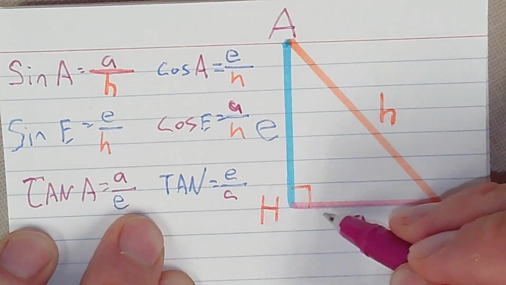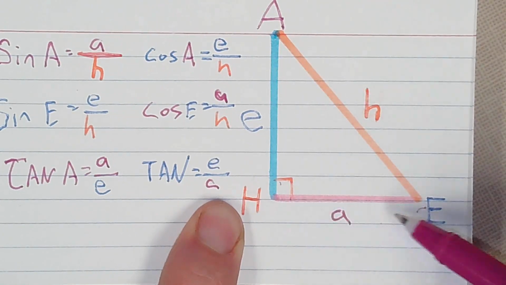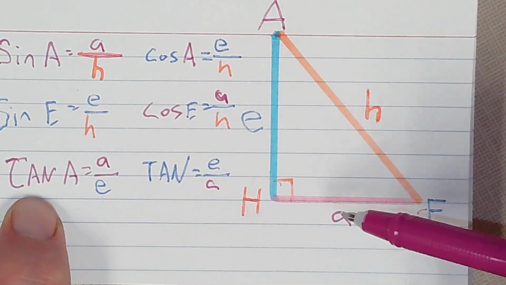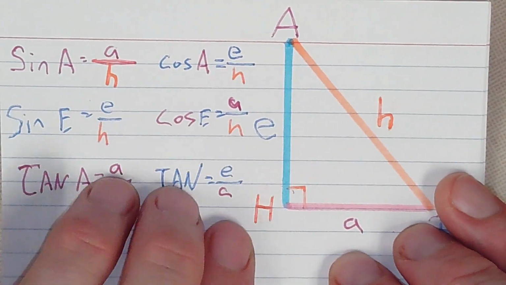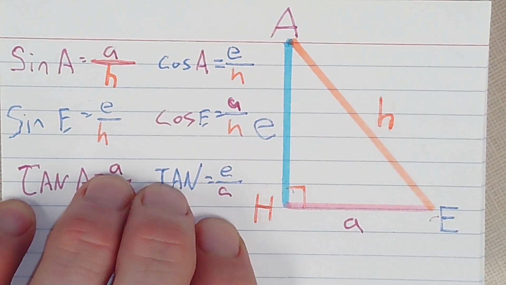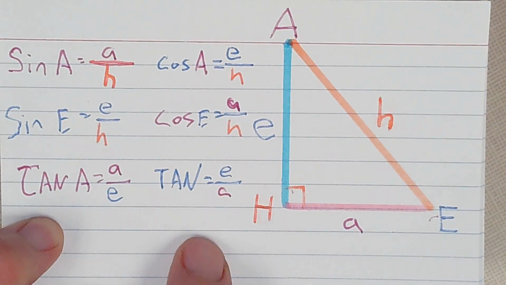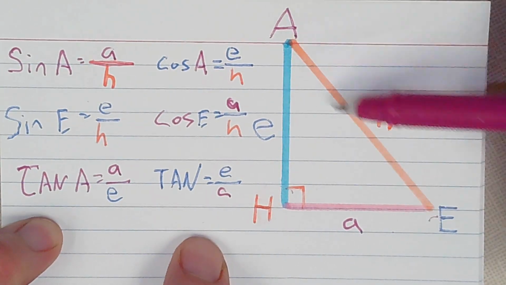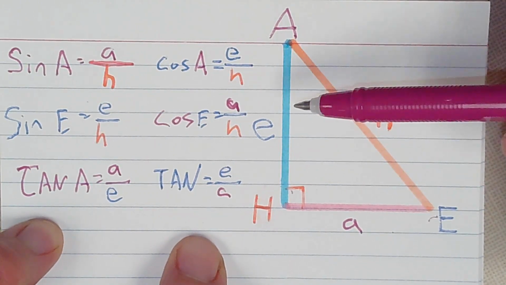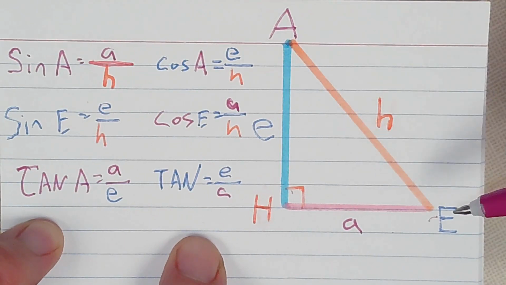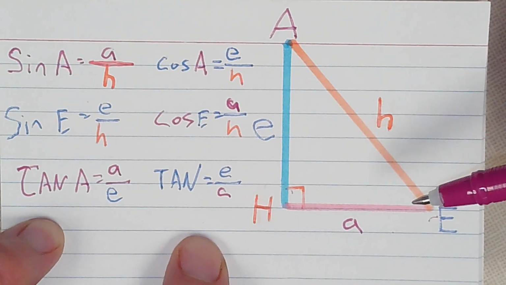Opposite over adjacent. This is E, it's opposite over adjacent. This is A, it's opposite over adjacent. That's how all that stuff works. So this is sine, cosine, and tangent. And it jumps around between A and E. A and E are just generic in nature. They don't have actual real values right now, but they could.